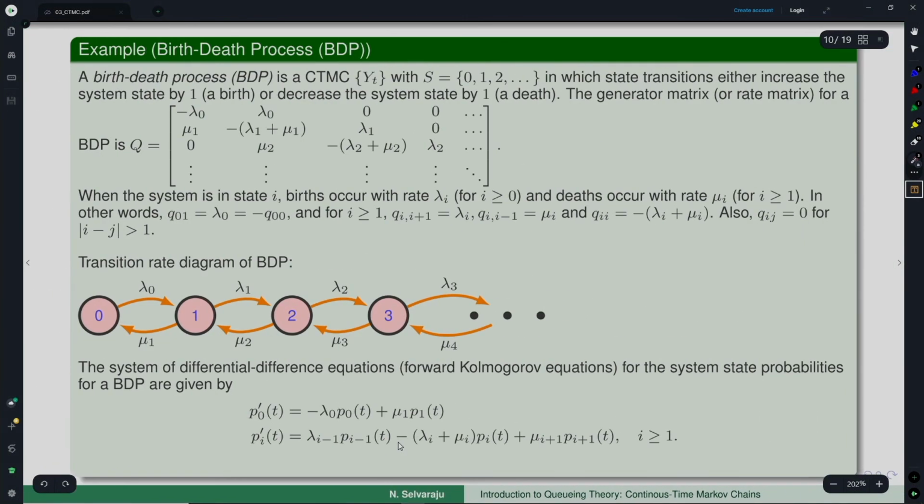Now, as an example, what we considered was a BD, birth death process, in which the state transitions happen to the nearest neighbors, which means they either increase the system state by 1, which we call a birth, or decrease the system state by 1, which is called a death. The generator matrix would be of this form for states 0, 1, 2 and so on.